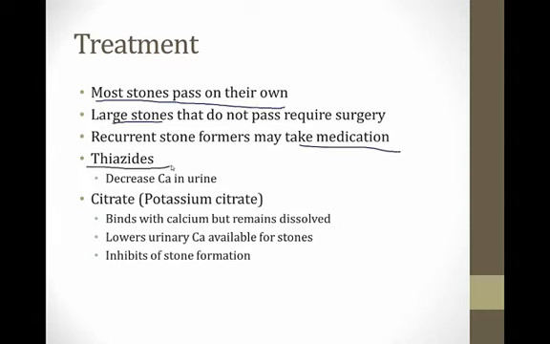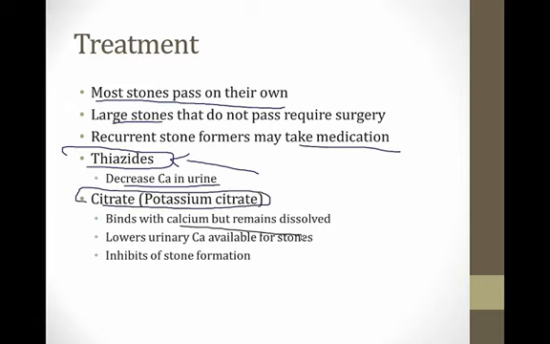The first are the thiazide diuretics. These cause patients to resorb calcium, so there'll be less calcium in the urine. And as you know, one of the side effects of thiazide diuretics is hypercalcemia. That's because it pulls calcium out of the urine. But that's helpful for patients who are kidney stone formers. And then the second treatment option is citrate, which is taken in the form of potassium citrate. This binds with calcium in the urine but remains dissolved, so it lowers the urinary calcium that's available for stones, and the net effect is that you get inhibition of stone formation. So either of these two drugs are options for patients who get recurrent kidney stones made of calcium.